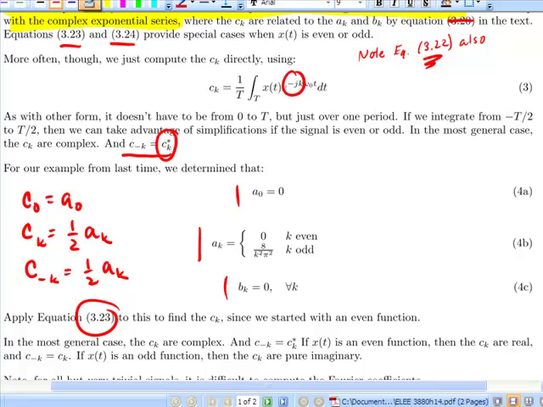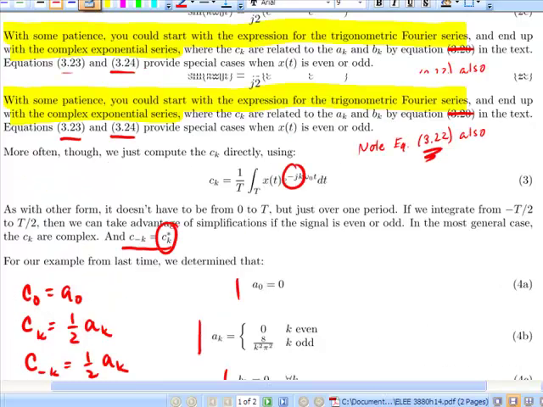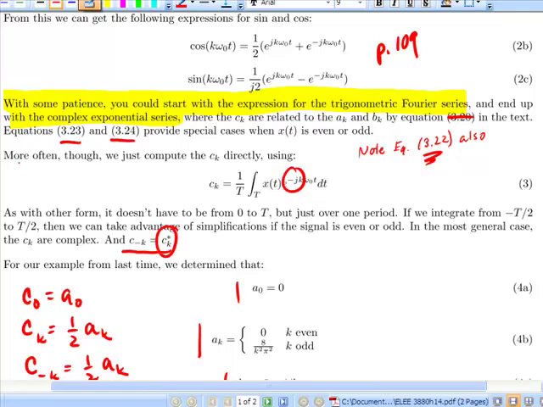Now, what we usually do is we usually don't do this. We usually start with the exponential series, and we compute the coefficients directly. So this is how we compute it directly. The next piece is going to be an example of that.